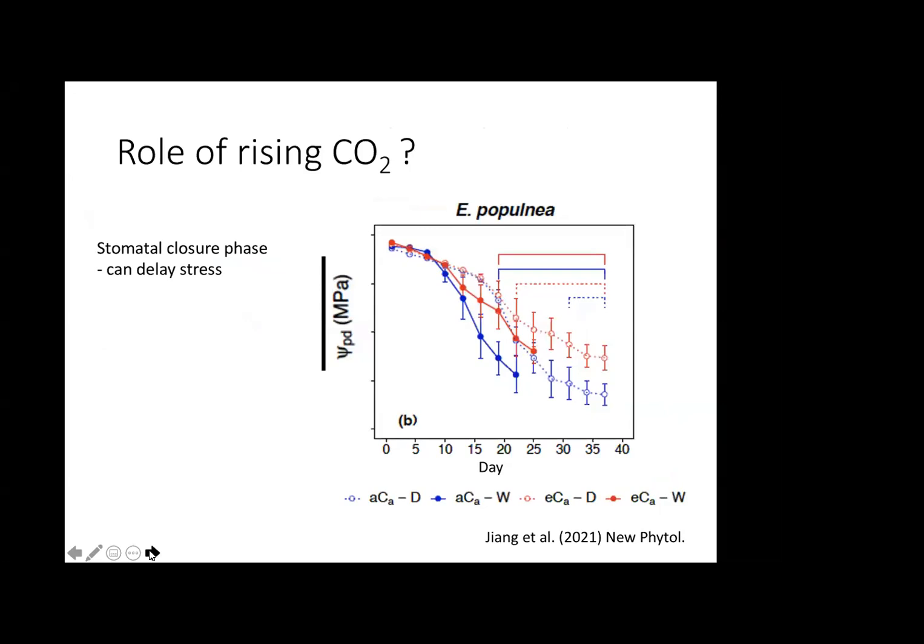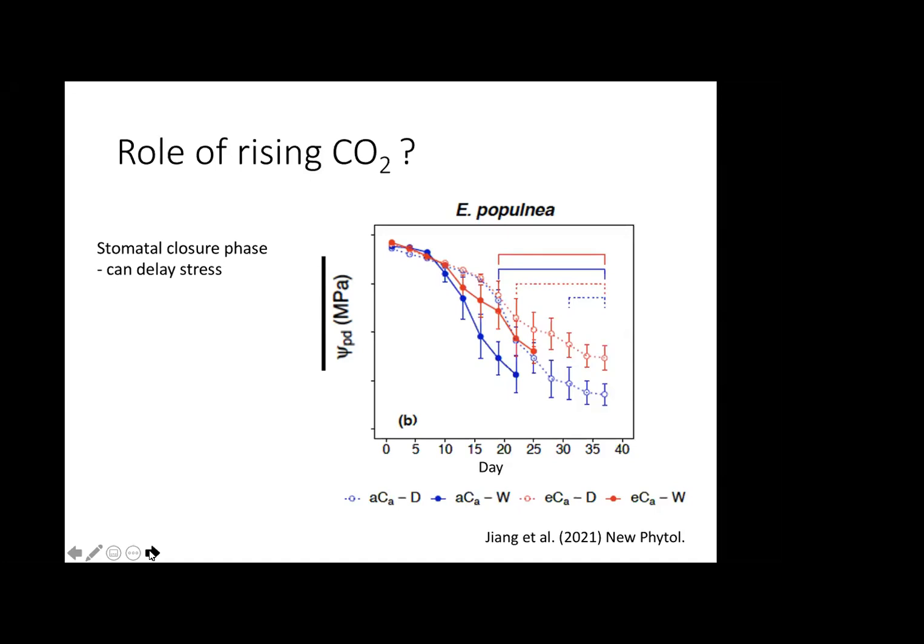I just want to finish with a couple of thoughts about high CO2, because this is an argument that we have quite frequently amongst my group of colleagues. What is the role of rising CO2 in delaying drought stress and drought mortality? I think we can think about it in those three phases. There is the capacity for elevated CO2 to delay stomatal closure and to delay plant stress in that initial phase of drought.